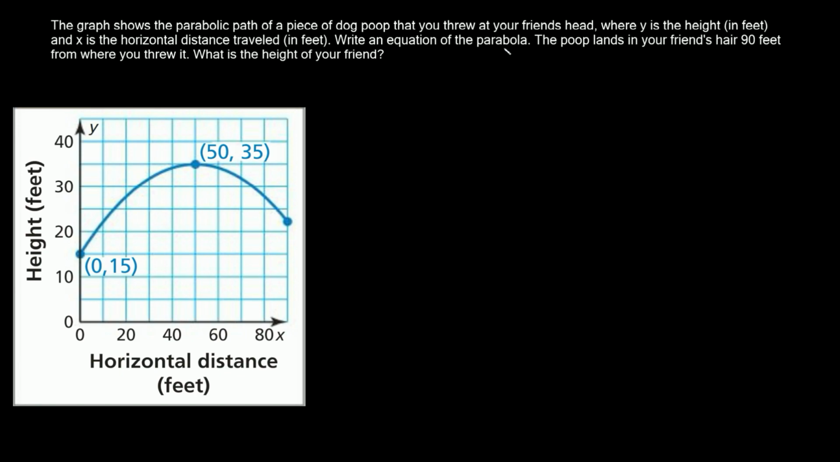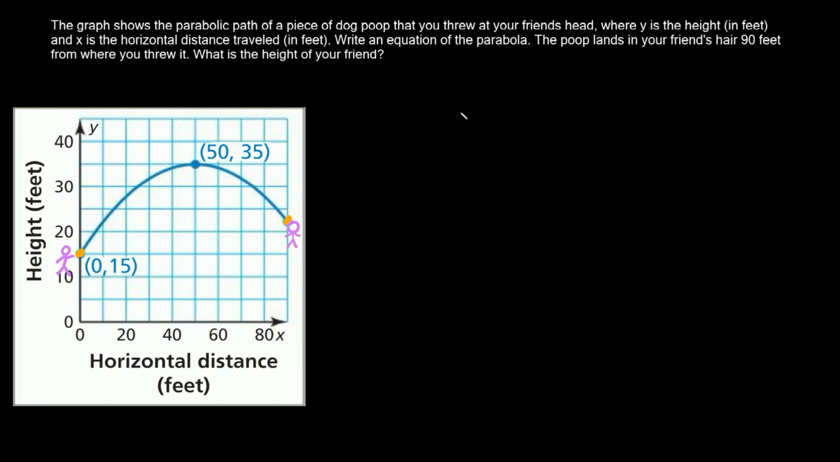So it says write an equation of the parabola. The poop lands in your friend's hair 90 feet from where you threw it. What is the height of your friend? As you can see, this parabola basically has you standing over here. This is the poop. You threw the poop. Very nice job. It landed 90 feet away at this point right here, so that means your friend was standing right there. You hit him right in the head. Incredibly impressive. We just want to figure out where this poop hit your friend in the head. How do you do that?